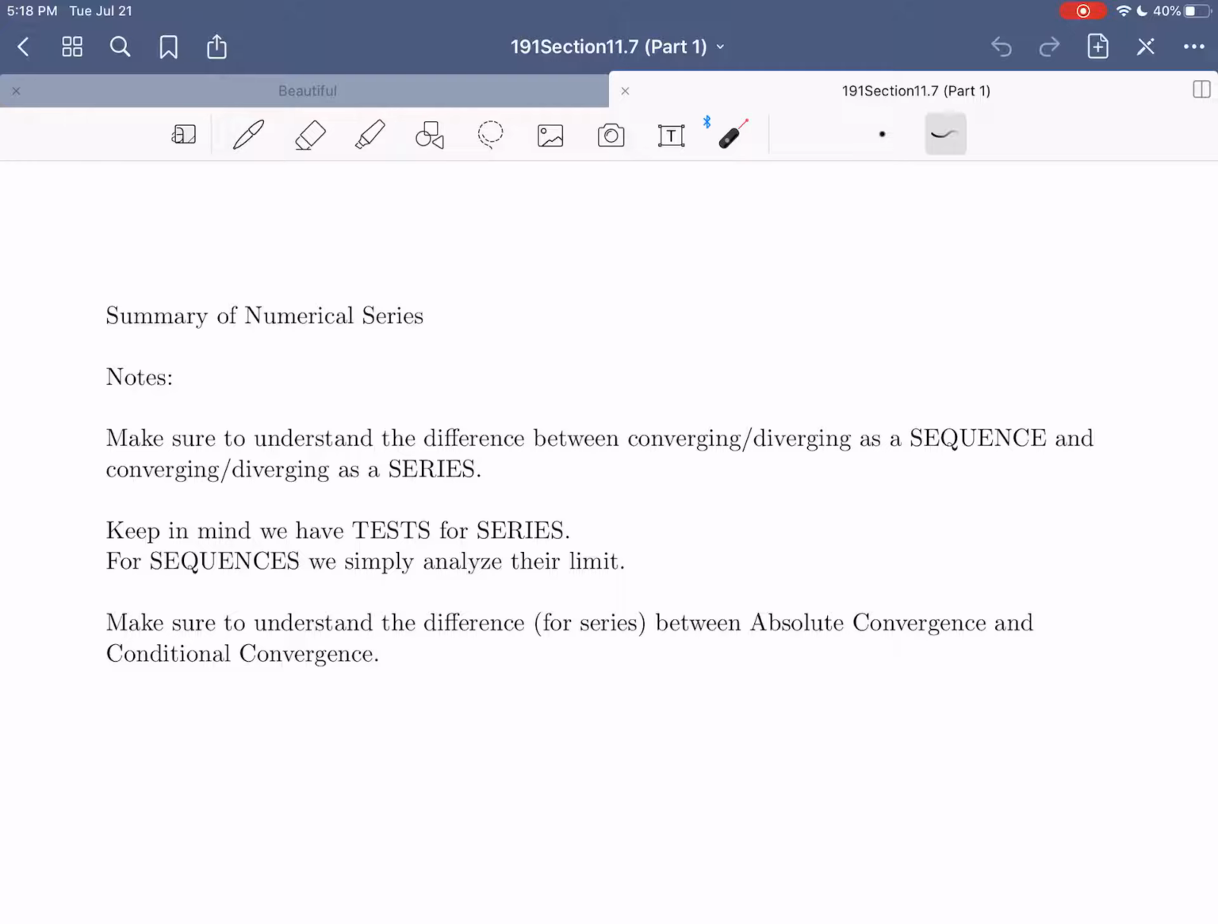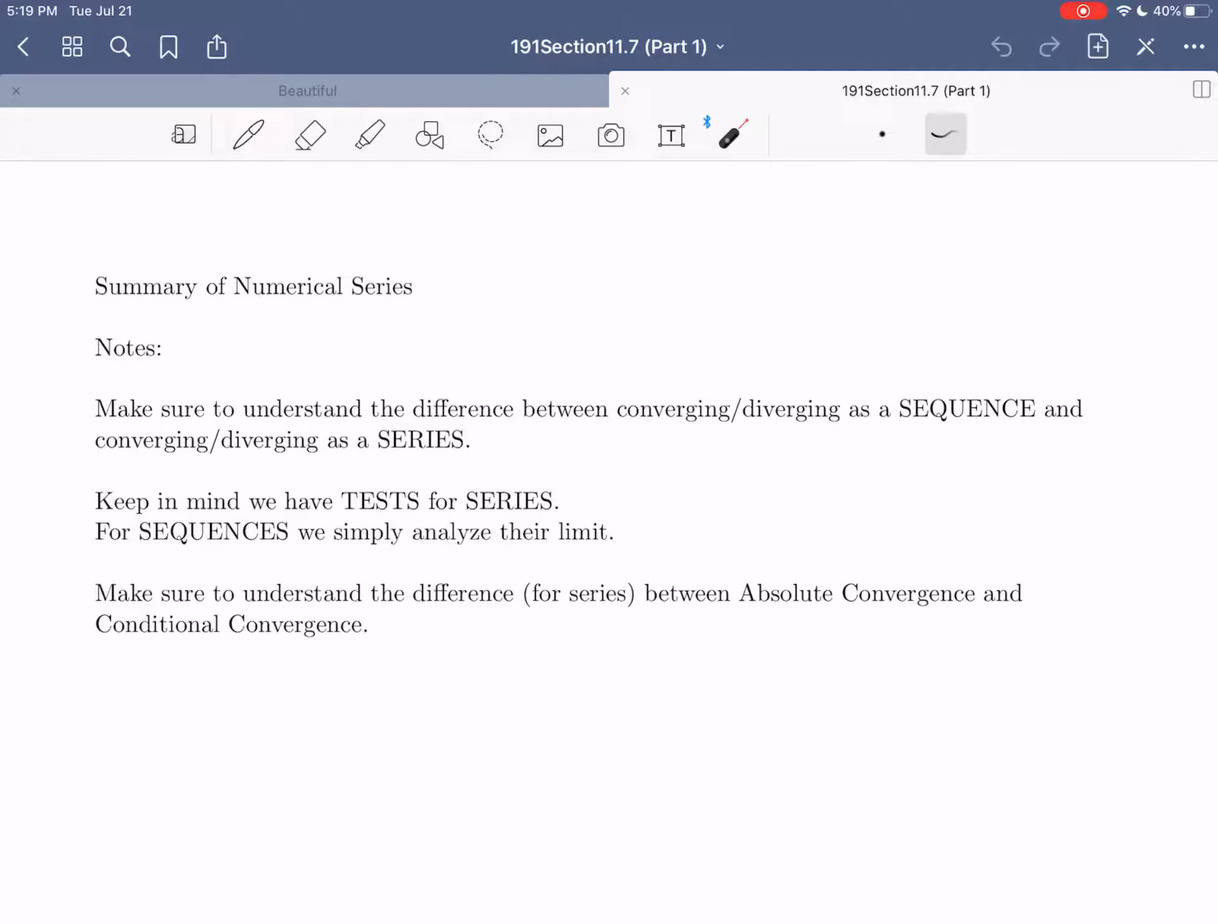So before we get into our big set of examples, which is going to walk us through all the different situations that we might encounter, what I'd like to do is make a couple notes here about why we're going to go over the set of examples. The couple notes that I really want you to be thinking about as we go through this is, first, make sure you understand the difference between converging and diverging as a sequence and converging and diverging as a series. So we really want to distinguish, as we do these examples, what it means to converge or diverge as a sequence and what it means to converge or diverge as a series.